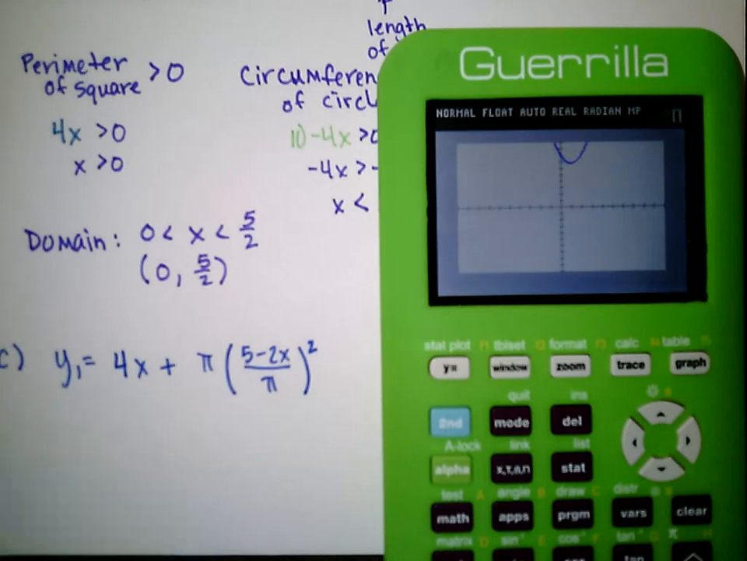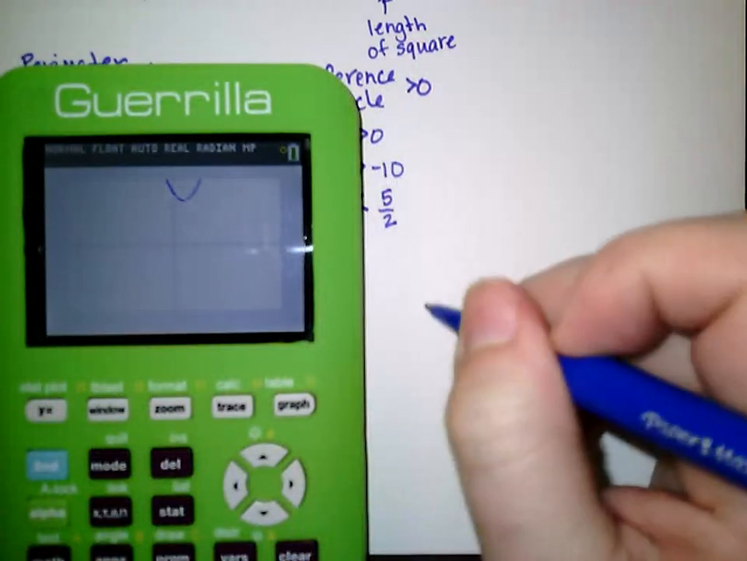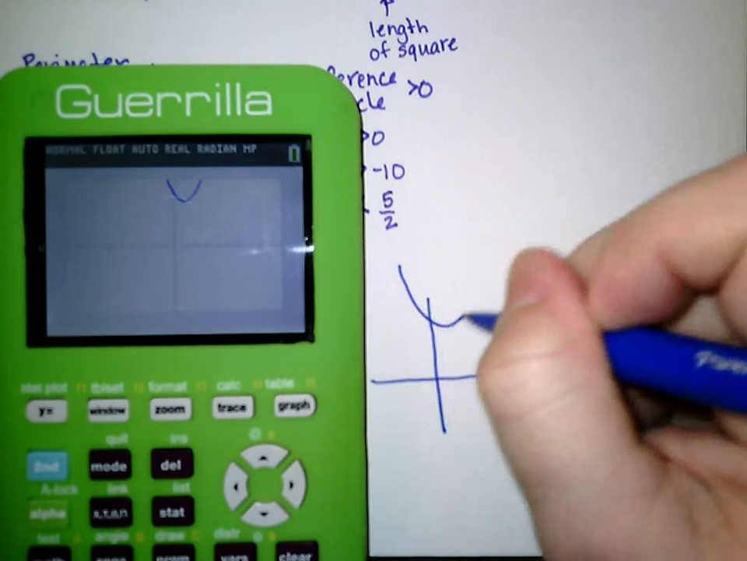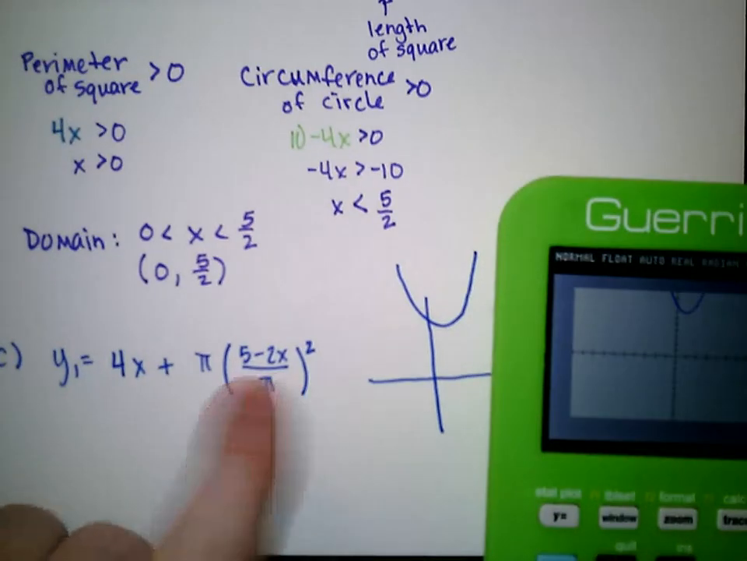Okay, there we go. Let me just put a quick sketch of that on my page. So that looks like a parabola, which makes sense because if I would FOIL that out, I would have x squared.